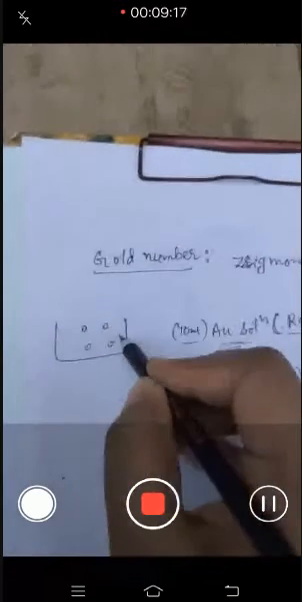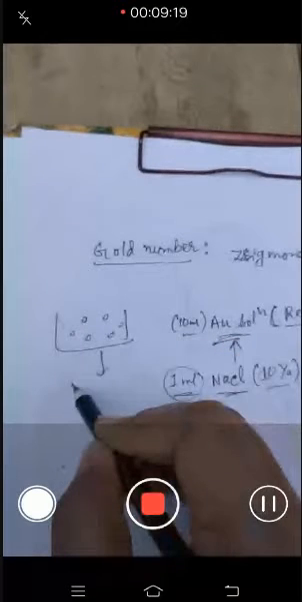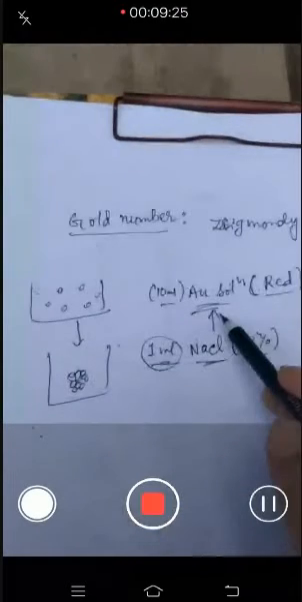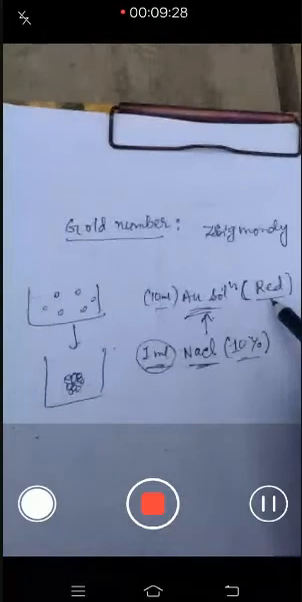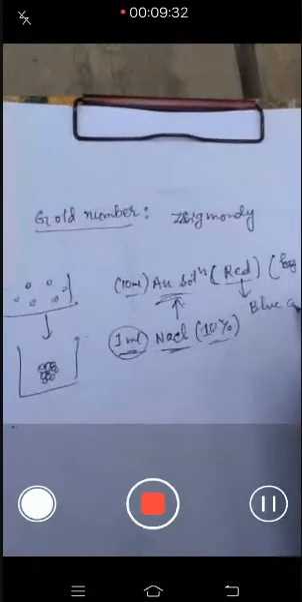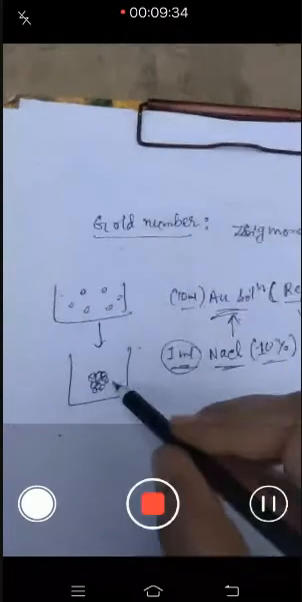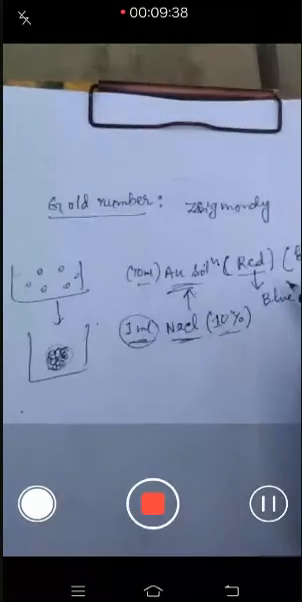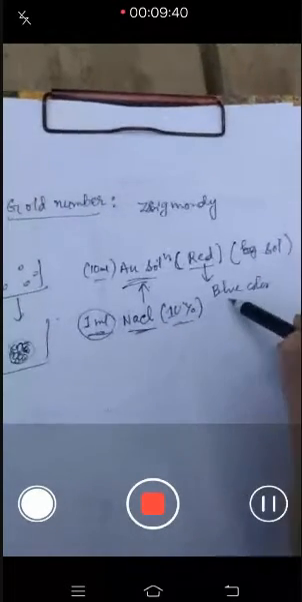This gold solution, if initially it is like this, forms an aggregated form like this one due to the opposite ion Na plus, and due to this aggregation it changes from red to blue color. Since the aggregated form is bigger in size, their color also changes. So from red to blue, the color changes due to the aggregated form.